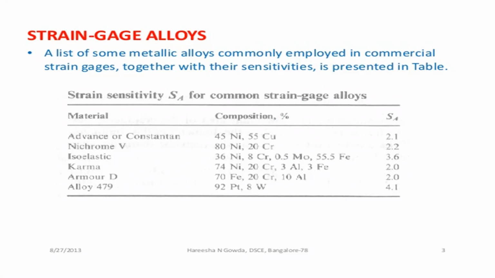You can see there are different types of materials being taken. With the percentage combinations of these materials, we can manufacture strain gauges. A variety of materials are available for strain gauges, and we select a proper gauge for a specific application. We can select a proper gauge for temperature measurement, pressure measurement, acceleration measurement, torque measurement, or any type of measurement.